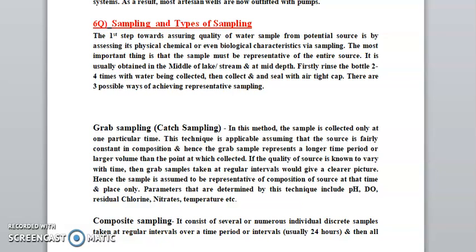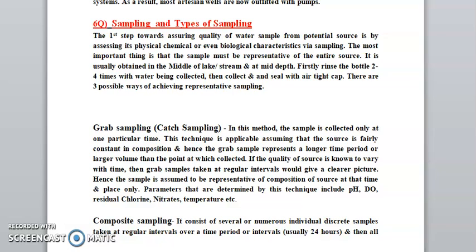Parameters that determine the technique include pH, dissolved oxygen, residual chlorine, nitrate, and temperature. Grab sampling is mainly one place, same time, same one area. For example, it reflects the collection of the sample at the same time in the same area, not at different times, the same particular time in the same particular area.